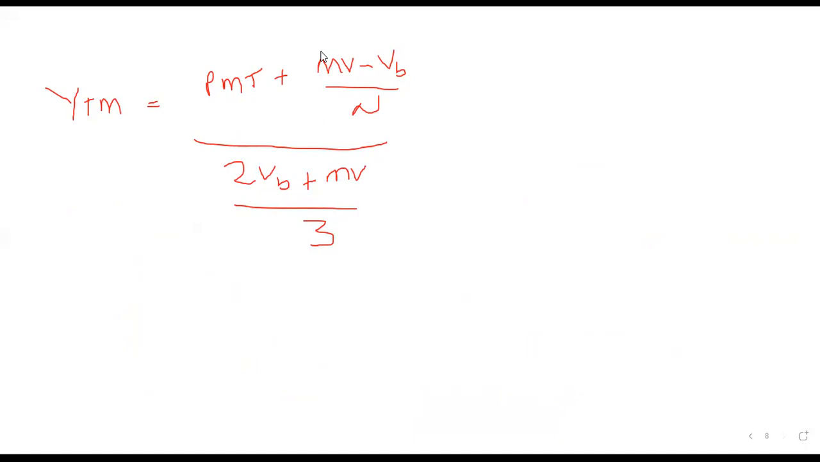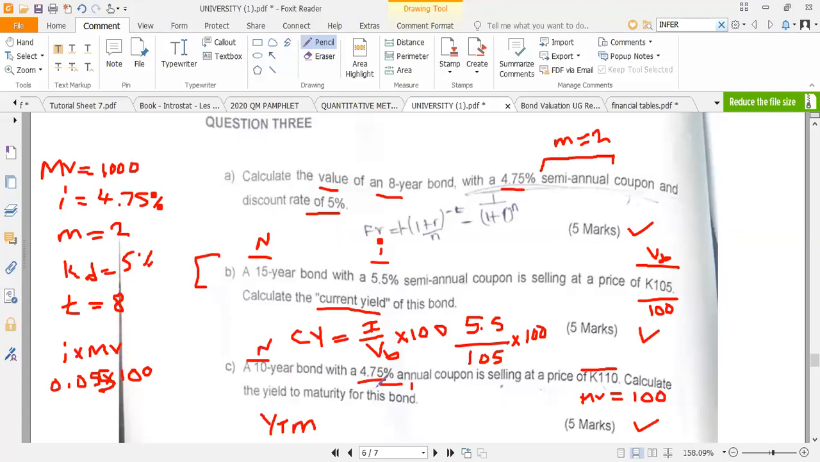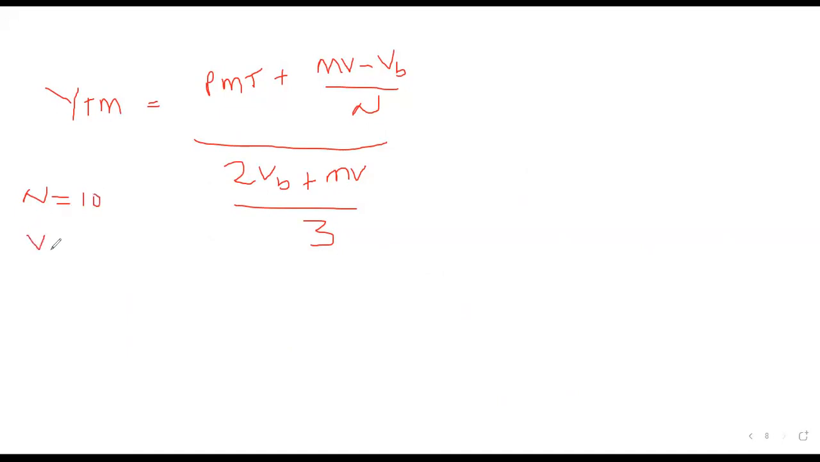So what is our N? 10. Small I, 4.75. VB, 110. MV, 100. So this is the data that we have. N is 10. VB, 110. MV here is 100. I, 4.75. Factor I, which is a payment, simply 4.75% times 100 is 4.75.